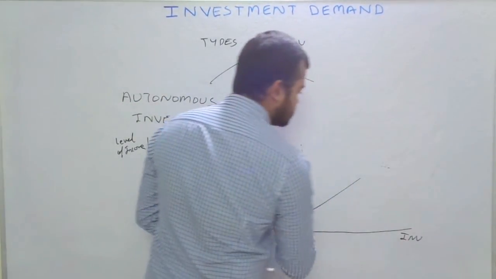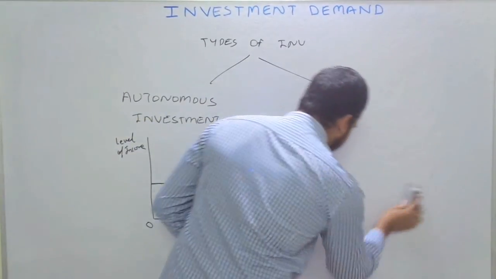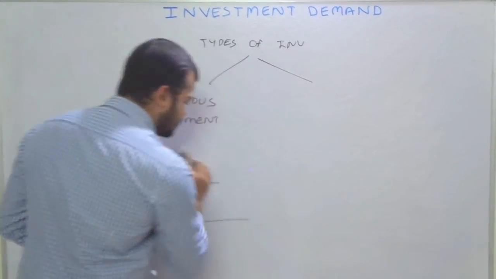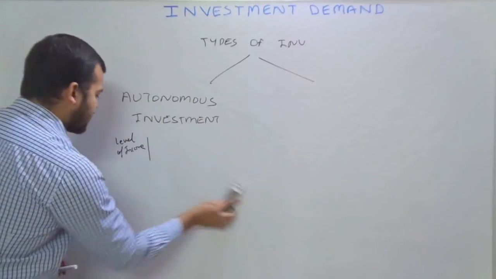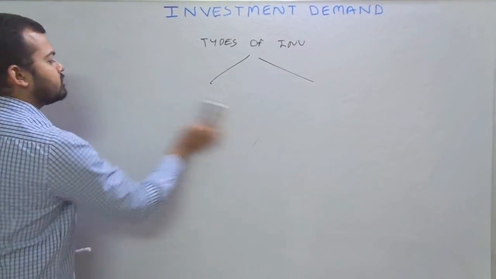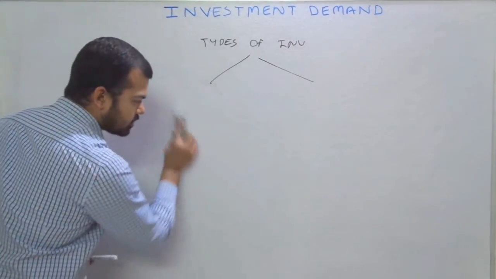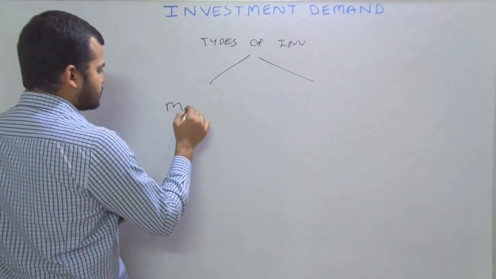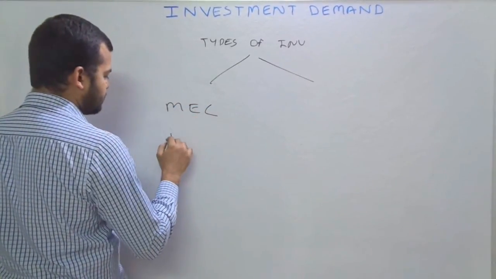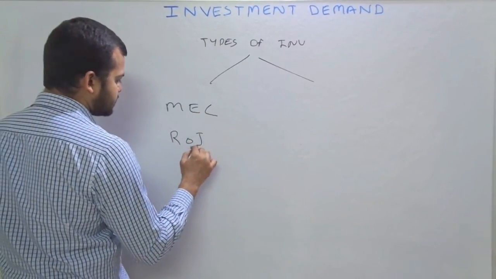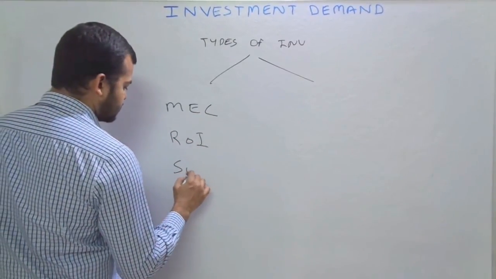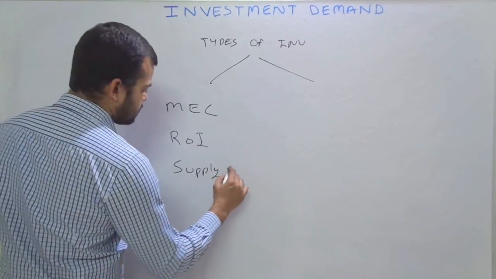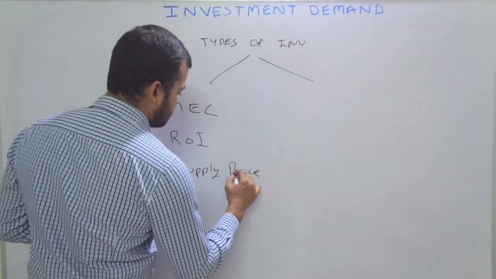Now we consider three important terms: marginal efficiency of capital, rate of interest and supply price of capital. We will discuss these three terms given by John Maynard Keynes. MEC, rate of interest and supply price.